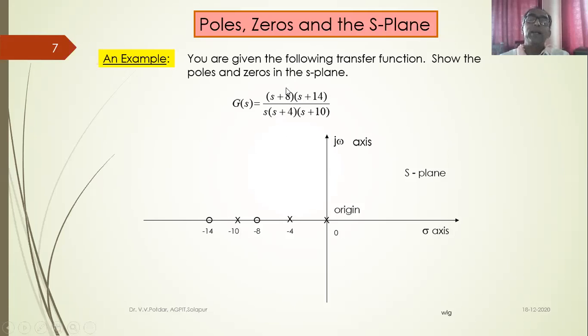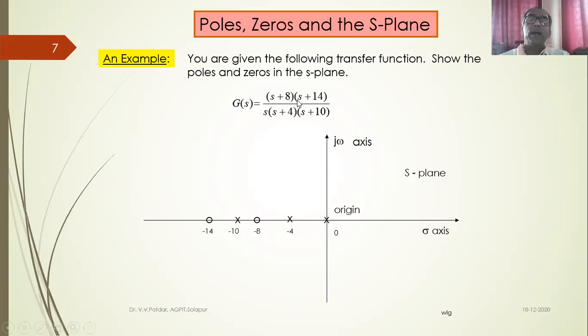Now how do I plot it? S is equal to minus 8. Minus 8 is a negative real number, so on the real axis, I put minus 8. And this zero, I plot using a hollow circle. This is minus 8. The first zero I have plotted here.